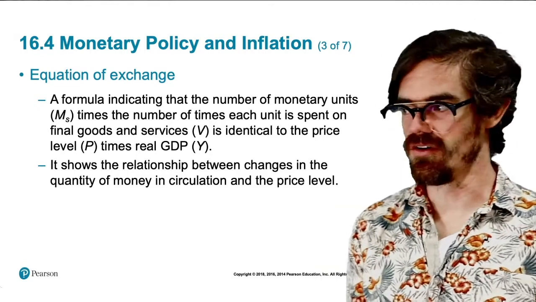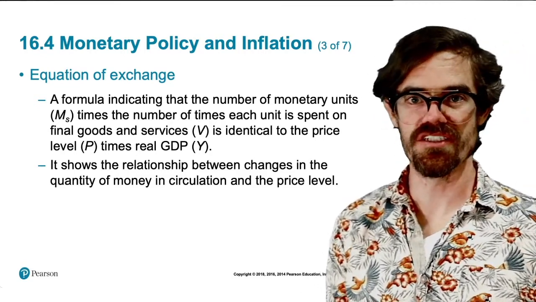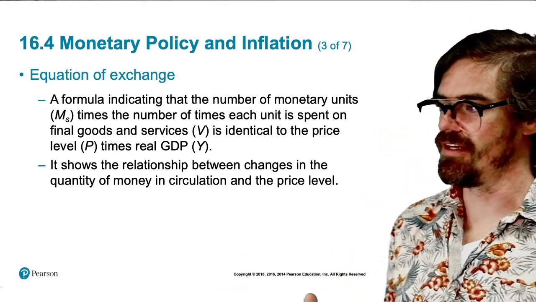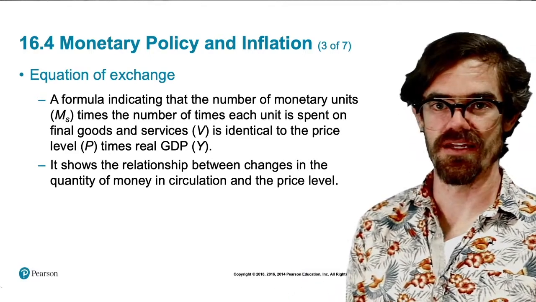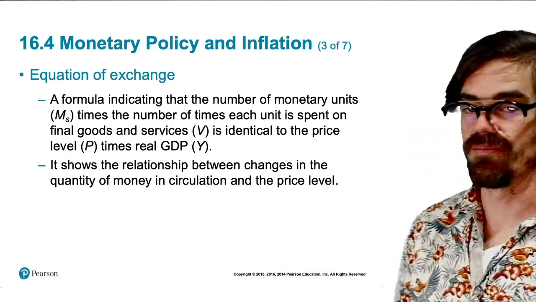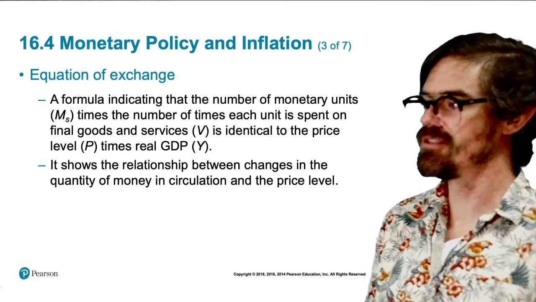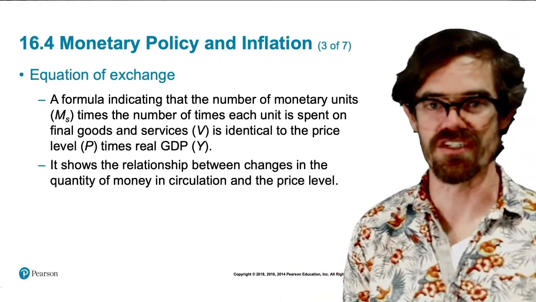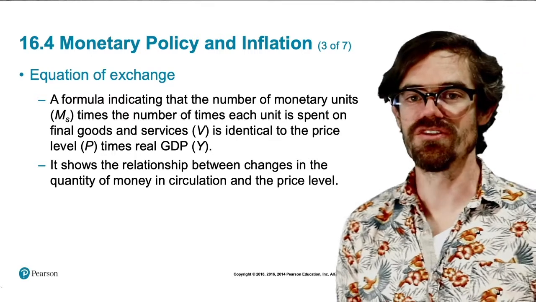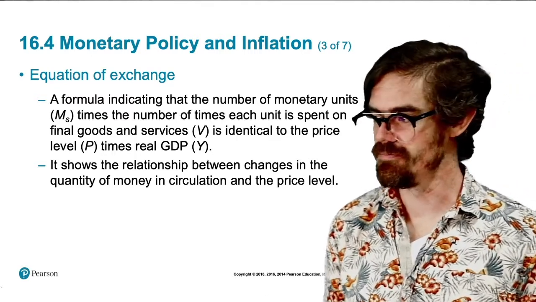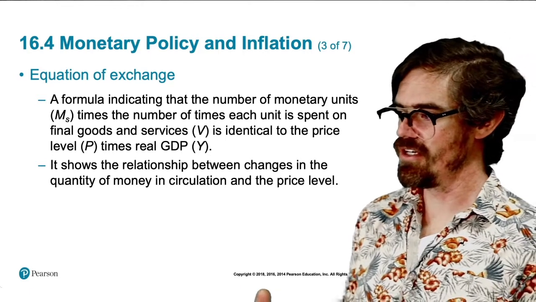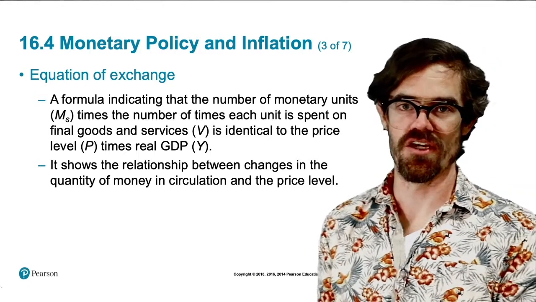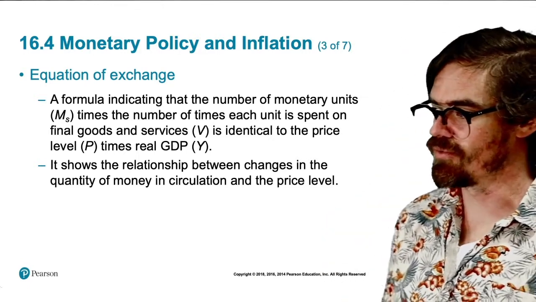Now, we can look at something called the equation of exchange to see how this is all interconnected. The equation of exchange is a formula that indicates the number of monetary units, the amount of money, MS, the supply of money, multiplied by the number of times that the supply of money is spent on goods and services, something called velocity, or V, is going to be equal to the price level times real GDP. It's an equation that shows the relationship between changes in the quantity of money in circulation, the money supply, MS, and the price level.